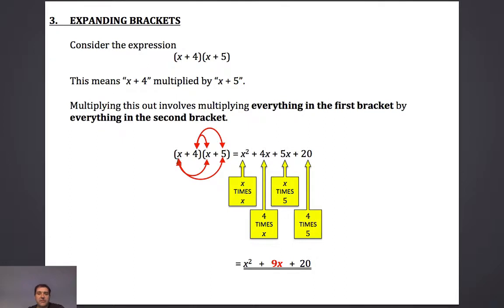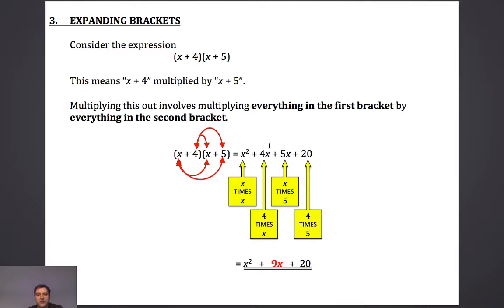I've paired these off with arrows to indicate what I'm doing. I've got to do x from the first bracket times x from the second bracket, x from the first bracket times 5 from the second bracket, then the 4 from the first bracket times x from the second bracket, and then 4 from the first bracket times 5 from the second bracket. So x times x gives us x squared, 4 times x gives us 4x, x times 5 gives us 5x, and 4 times 5 gives us 20.